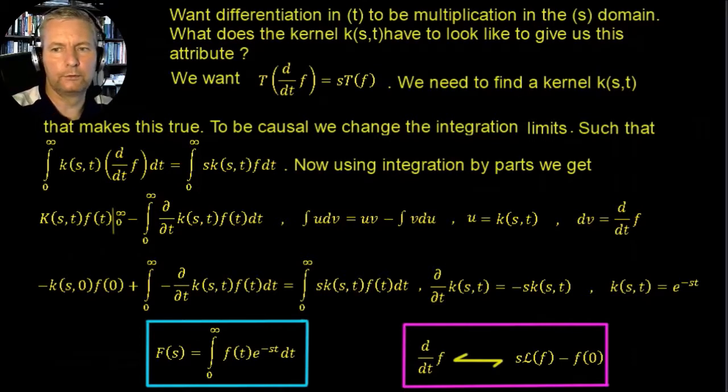So we want to choose the kernel k of st in order to give us a particular attribute. Now the attribute you're looking for is that we want to ensure that when we differentiate a function in time, it's equivalent to multiplication of a function in the other s domain. So what kernel is going to give us that?